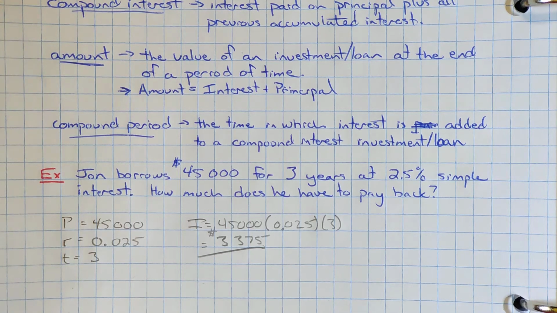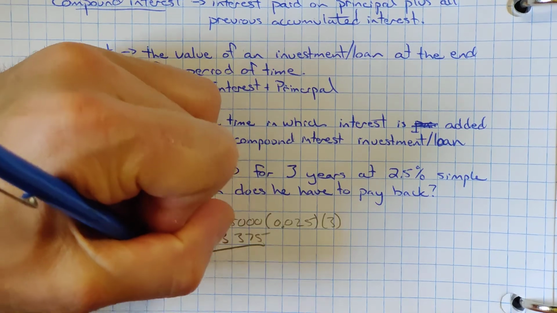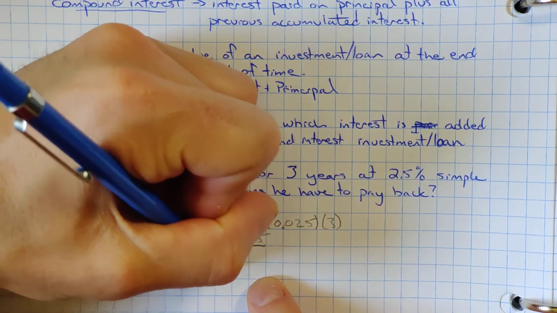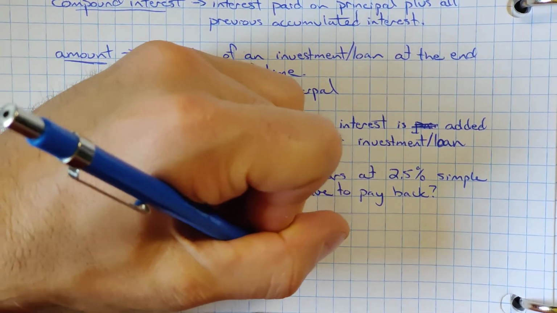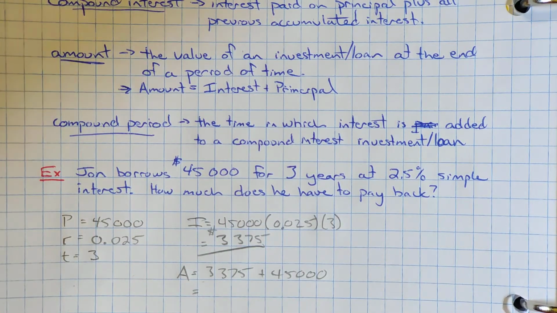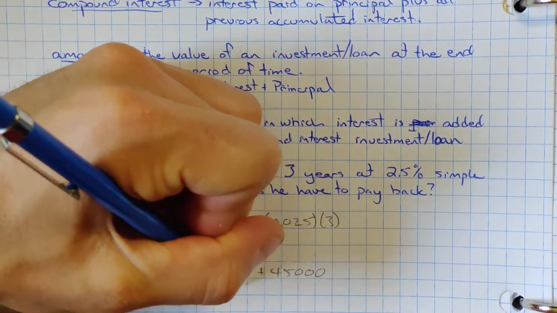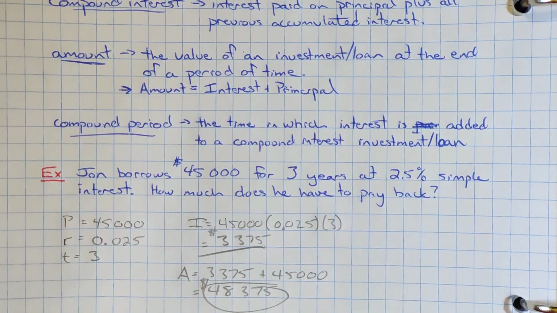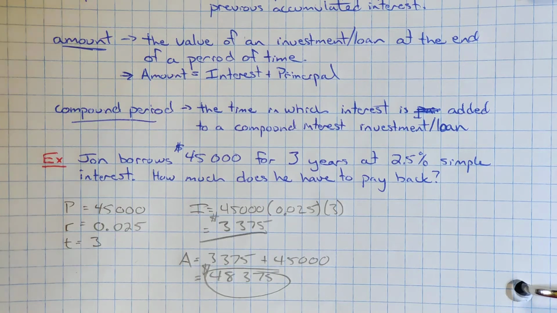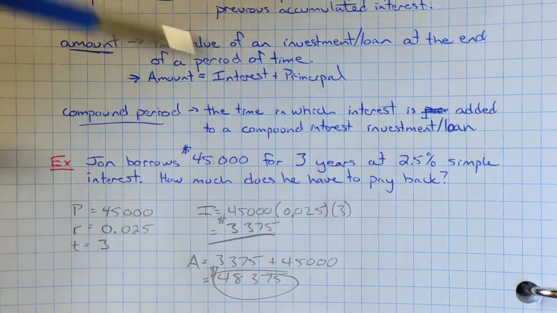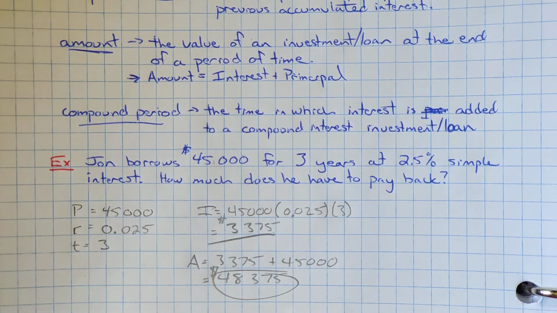He borrowed $45,000, he's got to pay that back too. So the amount equals the interest, 3,375, plus the principal. So we got to add those guys up. 45,000 plus 3,375. That's going to be 48,375. That there is my final result. John is going to have to pay back $48,375. $45,000 that he borrowed plus $3,375 in interest.